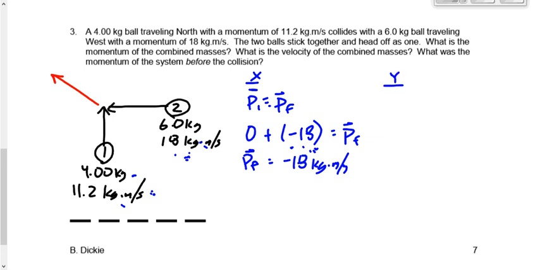Let's do the Y component though. Pi is equal to PF. This time we're going to say 11.2 for the first object, because it's all Y component, plus 0 for the Y component of the second one, equals the final momentum, M total times VF, or just PF.